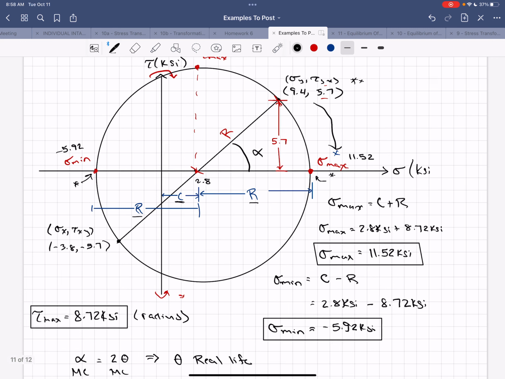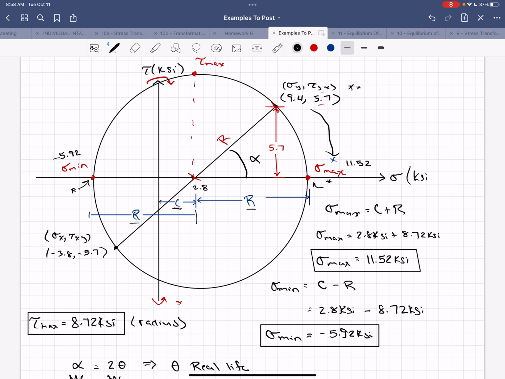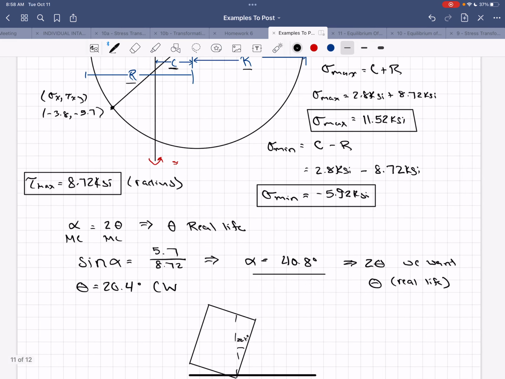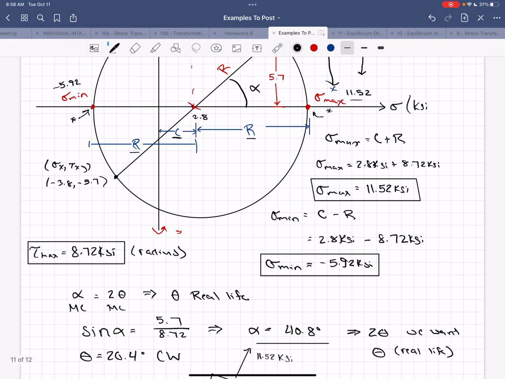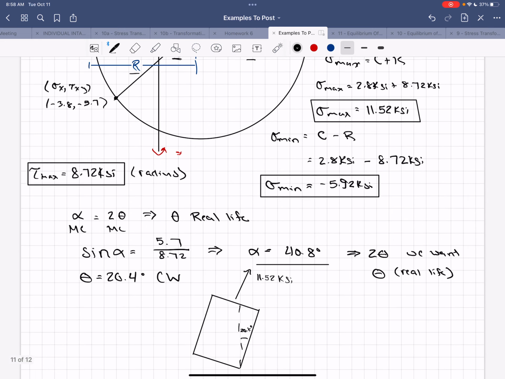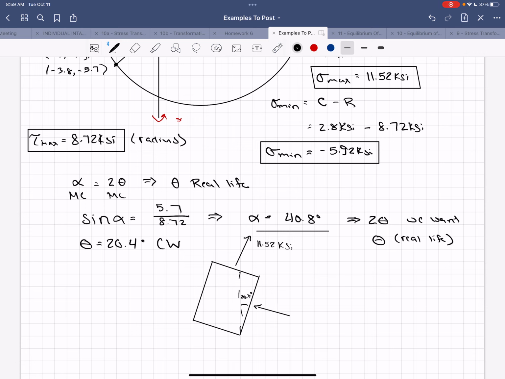So the key is how to draw them correctly. So to start with, sigma y is what we rotated to get to sigma max. So sigma max, 11.52, will be plotted here. So we rotated the top face to get there. So this is 11.52 KSI. One second. Okay. And then the X face will have the sigma min on it. So that will be in compression. So the negative 5.92 is just drawn in compression.